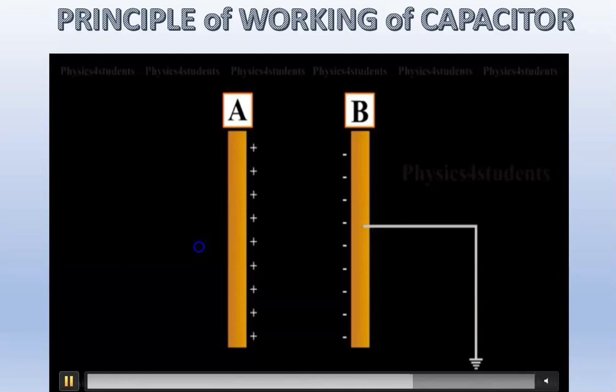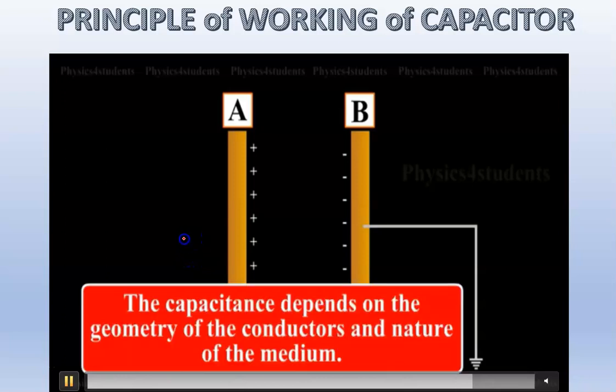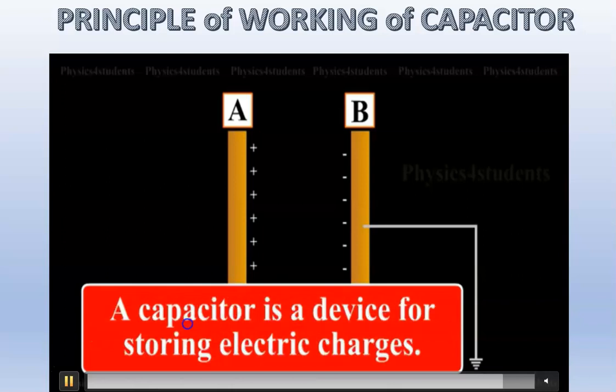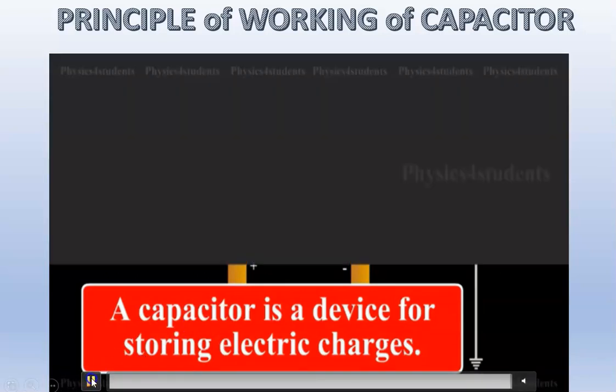If B is earthed, then the positive charge gets neutralized, but the potential on A further decreases, and in this way the capacitance of plate A increases very much. The capacitance depends on the geometry of the conductor and the nature of the medium. A capacitor is a device for storing electrical charges. So in this way it works.